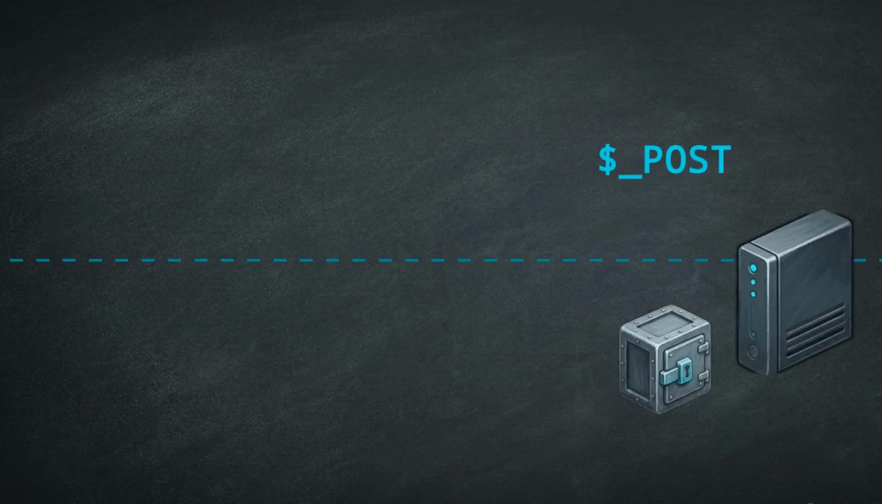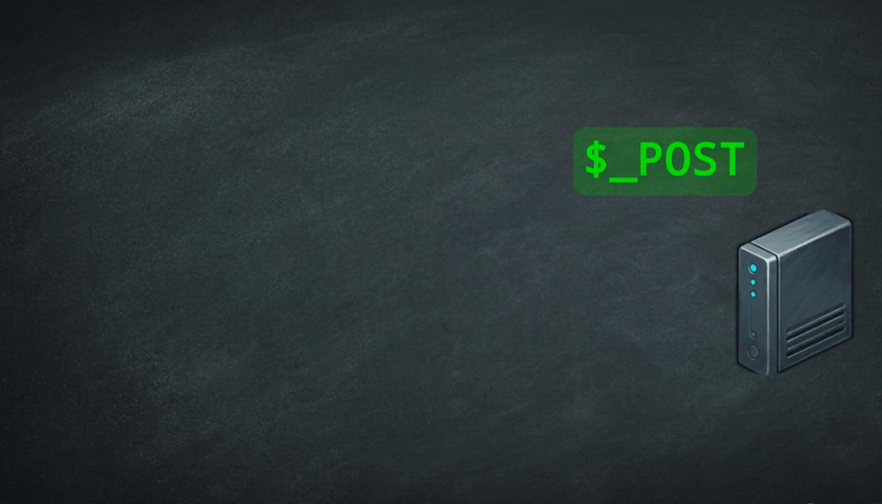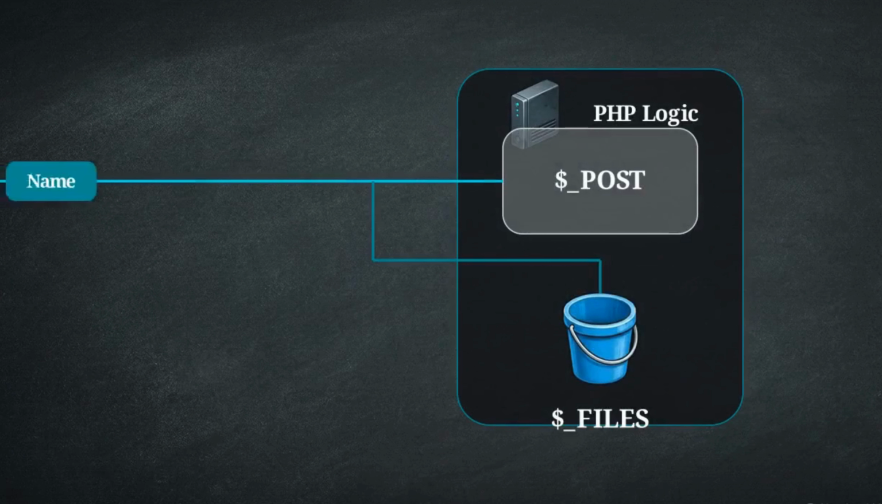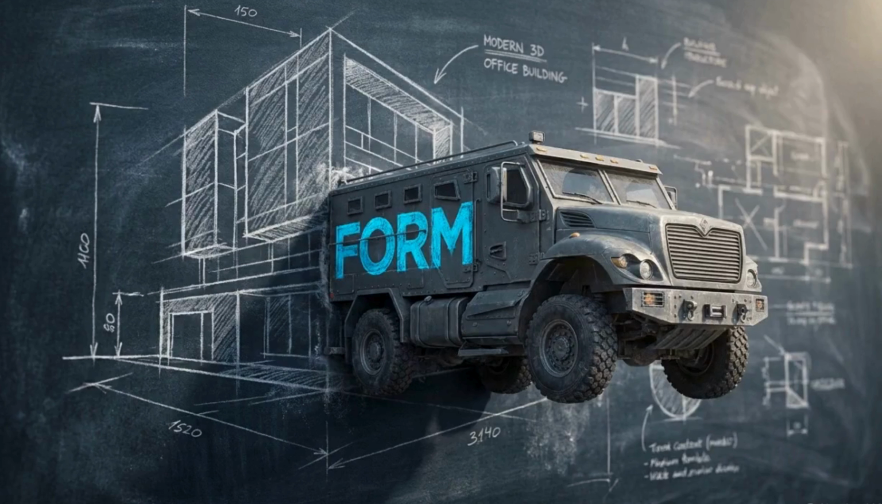On the server, PHP uses the $_POST variable to grab the lockbox, open it, and pull the string inputs into the processing environment. This bridge can also carry files like images, but the container needs a special label called an enctype to be packed correctly. Once an image arrives, PHP catches it in a dedicated $_FILES bucket rather than the standard post bucket to keep the server organized. Forms do not process data.